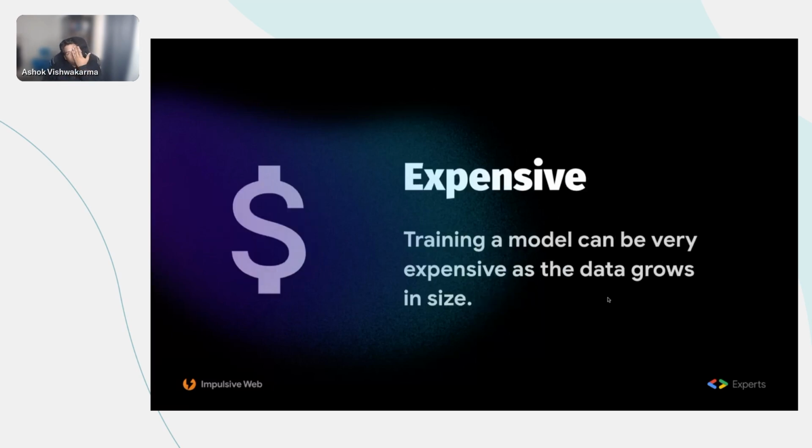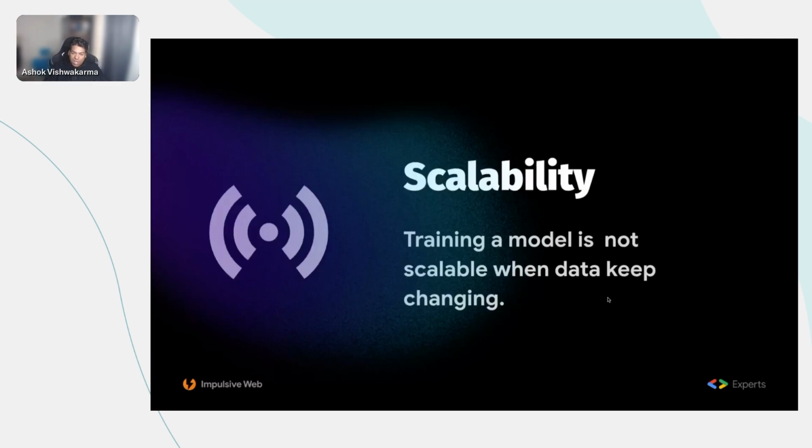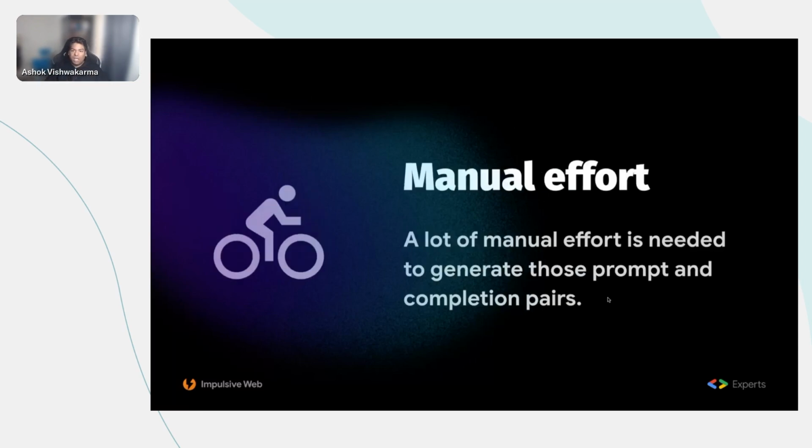The second problem is that as you train a particular model, you need lots of resources, and that is very expensive to do. Scalability was another challenge. Each time new projects are being done, we have to go and train the model again, right? So that was not very scalable in the design itself. And then a lot of manual effort is required, right? Each time a new project happens, somebody has to go and create those prompt and completion pairs.